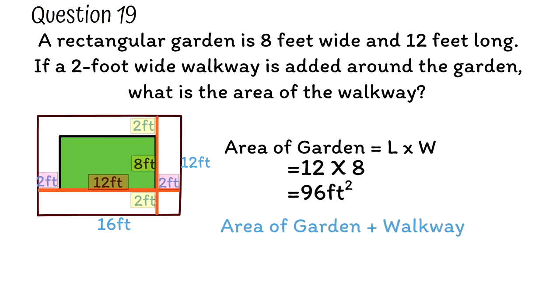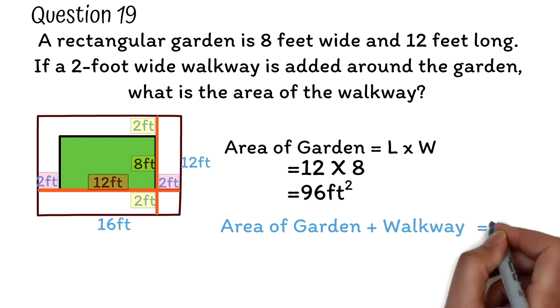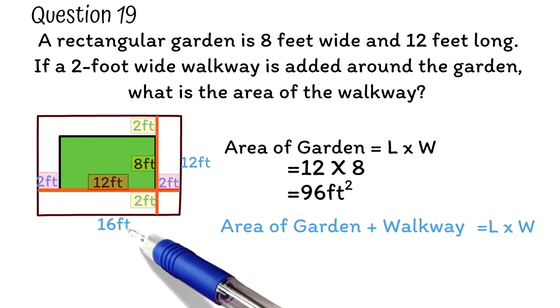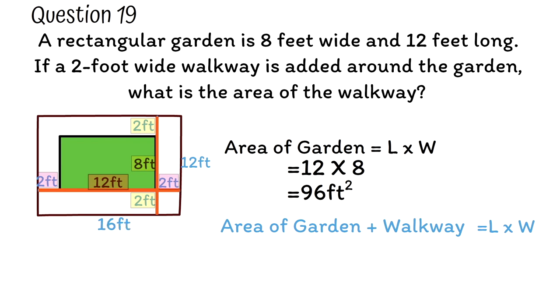This is also a rectangle, so we have length times width. The length of the garden plus walkway is 16. The width of the garden plus walkway is 12. Multiplying 16 by 12, we will get 192 feet square as the area of the garden plus the walkway.